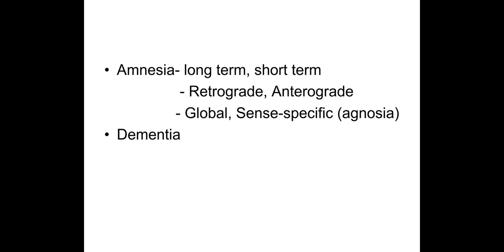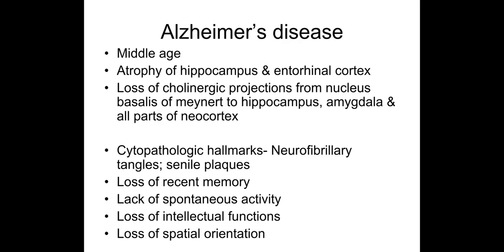Whereas anterograde amnesia is a condition in which the subject is unable to establish new short-term and long-term memory. It is due to damage to the hippocampus. The hippocampus is required for formation of new memory. Both together is global amnesia. When it is related to the senses, it is agnosia. Dementia can be of two types, Alzheimer's and senile dementia. It occurs in middle age due to atrophy of the hippocampus and entorhinal cortex.